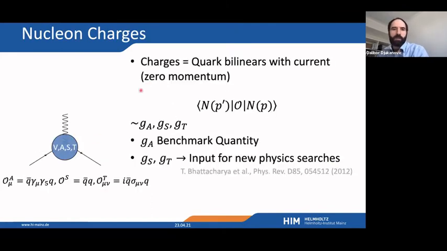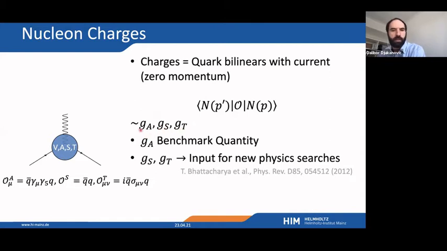Okay, so the quantity that we look at usually is an external current coupled to a nucleon, and this coupling can be done via different currents, and the currents that we look at usually are vector or axial vector currents, but you can also look at strange and at scalar and tensor currents inserted here on the nucleon line. And what we are looking here at is the nucleon charges. So that is the matrix element of these quark bilinear operators, and these are proportional to the axial, the scalar, or the tensor charges.